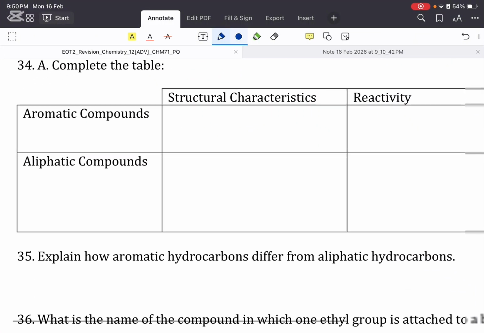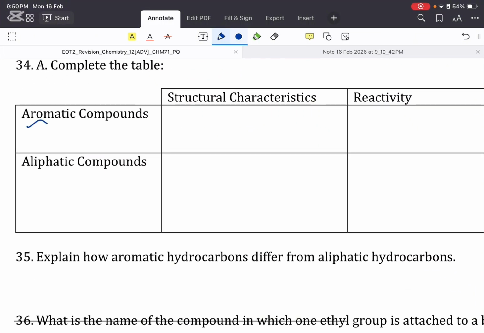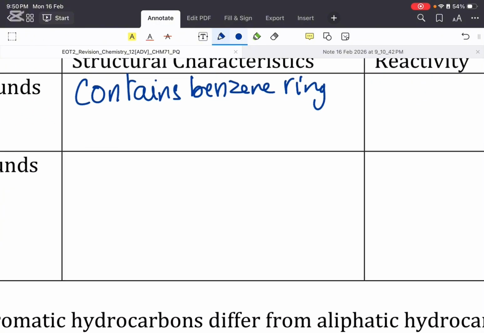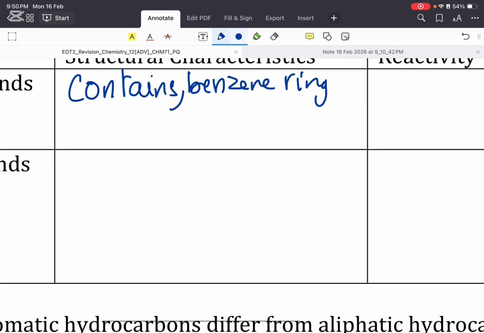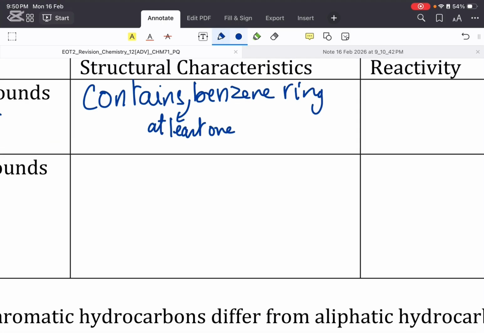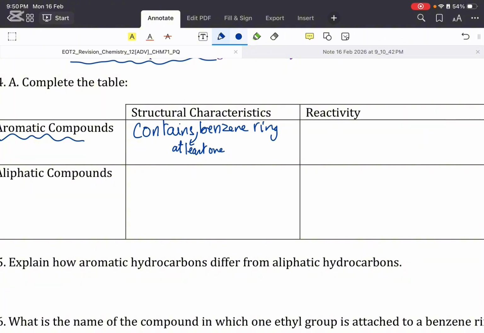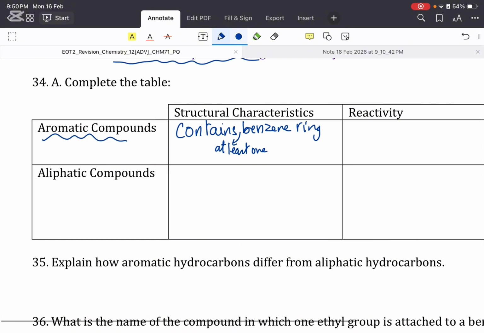So, structural characteristics: aromatic compounds contain a benzene ring. Okay? It could be more than one benzene ring. So it contains at least one benzene ring. I can have 2, 3, 4, whatever. As long as I see at least one, it means that's aromatic.